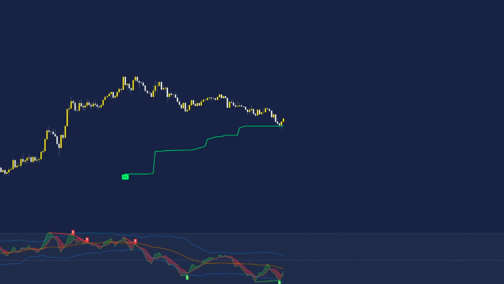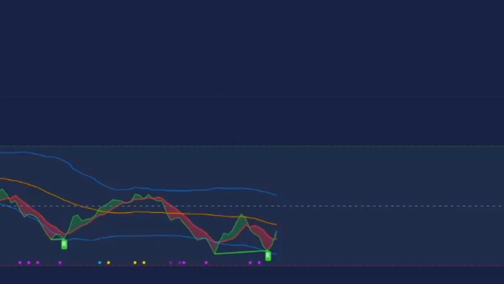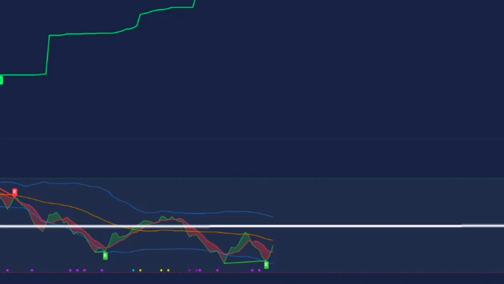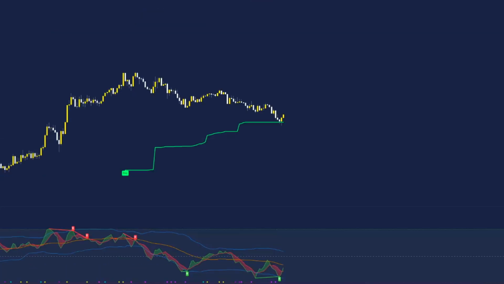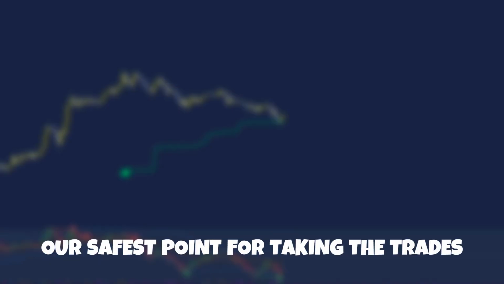And here on the chart we can see that price is finally rejected back to the trend line, the Tri-State Super Trend Indicator. This is a clear sign of divergence on the TDI, and price has spiked outside of the Bollinger Band, which is the blue line. The green and red histogram lines right here are also on the lower section of the TDI graph and are below the 50 midline level, which means that we are essentially only looking for buys, and this indicates our safest point for taking the trades.